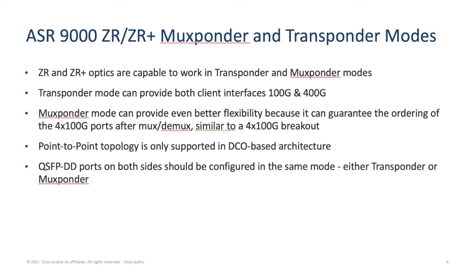When we talk about ZR and ZR Plus optic, it is important to mention that only point-to-point topology is supported. It means we cannot take several client signals and distribute them between different remote locations using several lambdas. One DWDM channel or single lambda is used to carry client signals. Transponder mode can support either a 400 gigabit client or a 100 gigabit client. Muxponder mode can combine 2, 3 or 4 100 gigabit clients. And of course, both sides should be configured in the same manner, either transponder or muxponder.